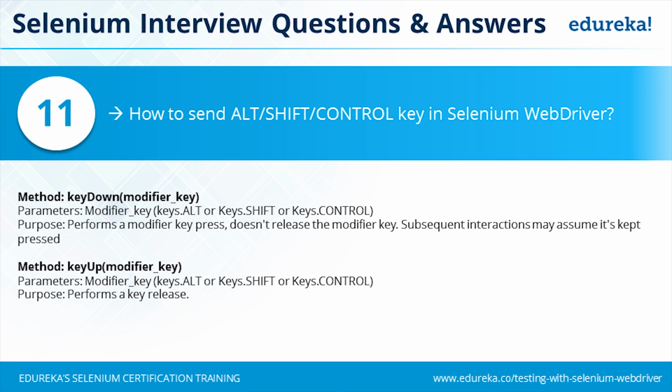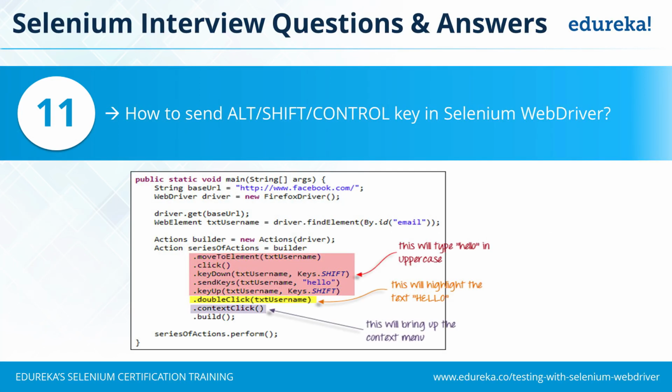The keyUp method performs the reverse operation of keyDown and can only be used after a keyDown method. So I have pressed Shift, I have entered some text, all goes into uppercase letters, and when I say keyUp, the key will be released and you can resume your normal operations. So here, the modifier key is Keys.ALT or Keys.SHIFT or Keys.CONTROL, and it performs a key release operation. Okay, so let us see a small example of how this works.